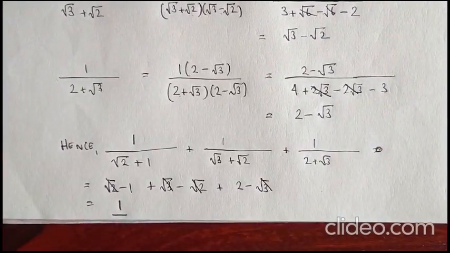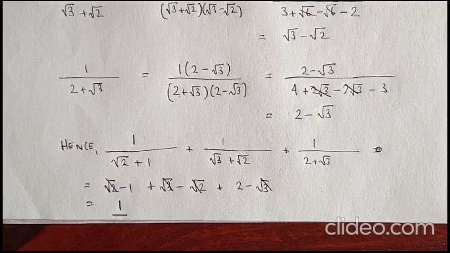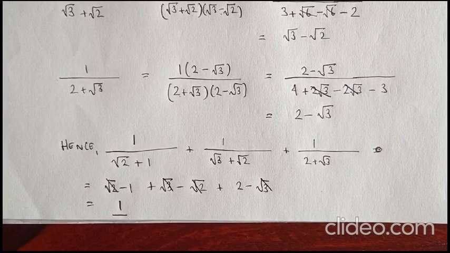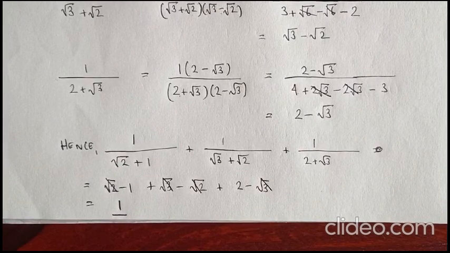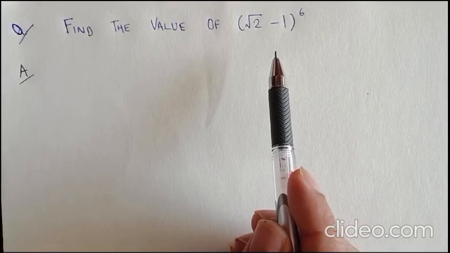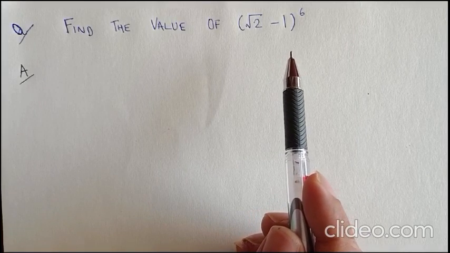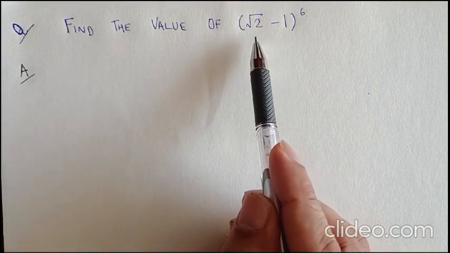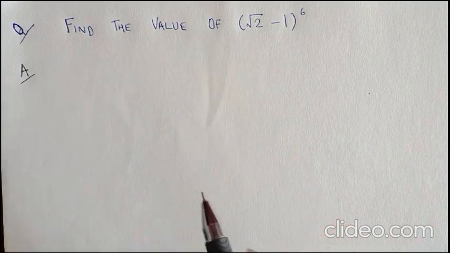Okay, so now we will move to our next question, which will be a lot more difficult, but again we will try to solve it with the tricks of awesome maths. Here we go. Find the value of root 2 minus 1 whole to the power of 6. So when we have a problem like this, let us not get scared seeing that it is root 2 and all that.